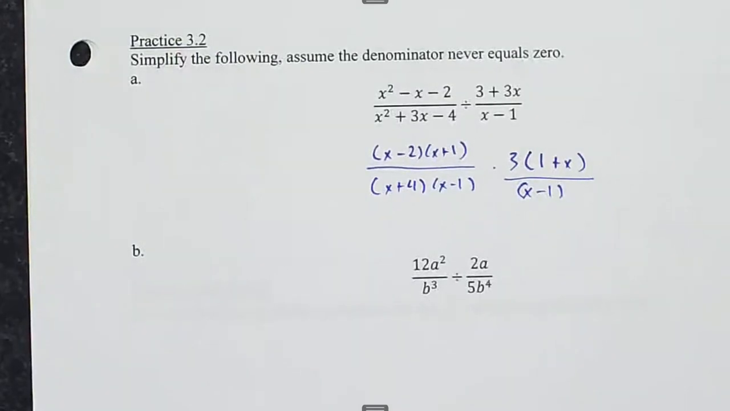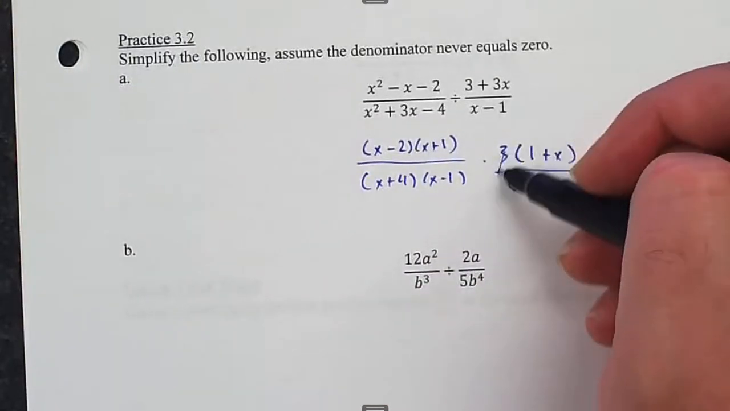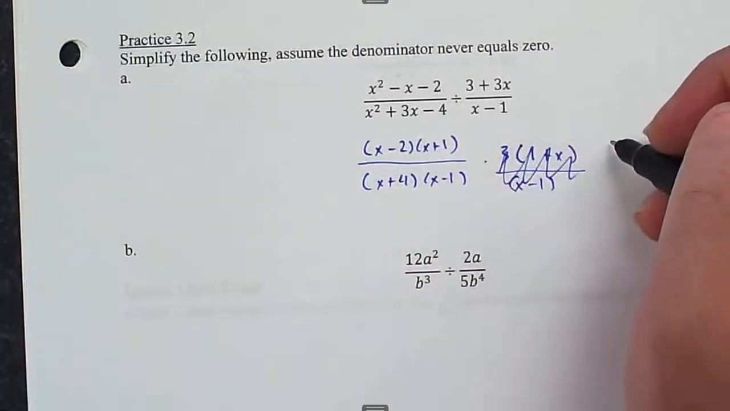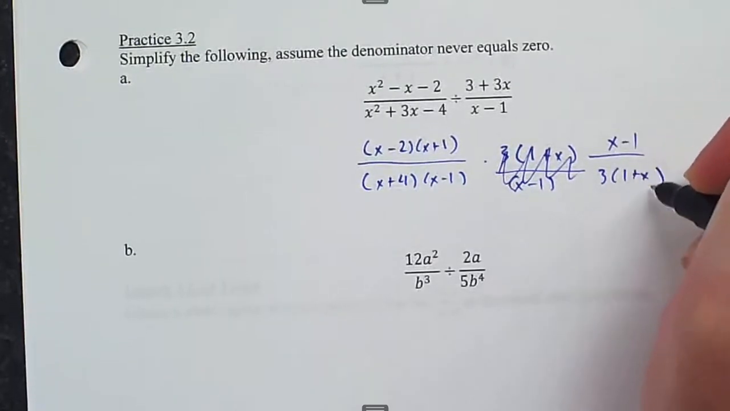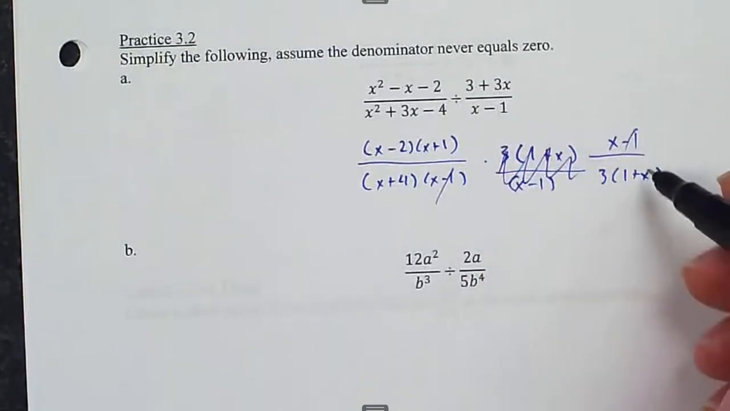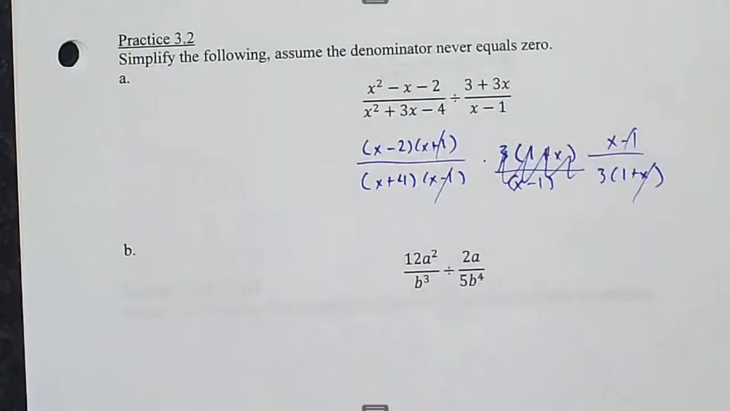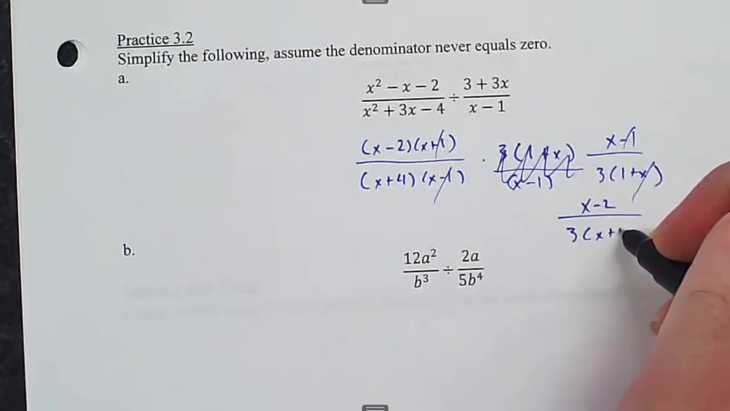Oh, you know what? I kept, changed, and didn't flip. Let me try that again. There we go. That's more like it. Reduce there, reduce there. So it's x minus 2 over 3 times x plus 4.